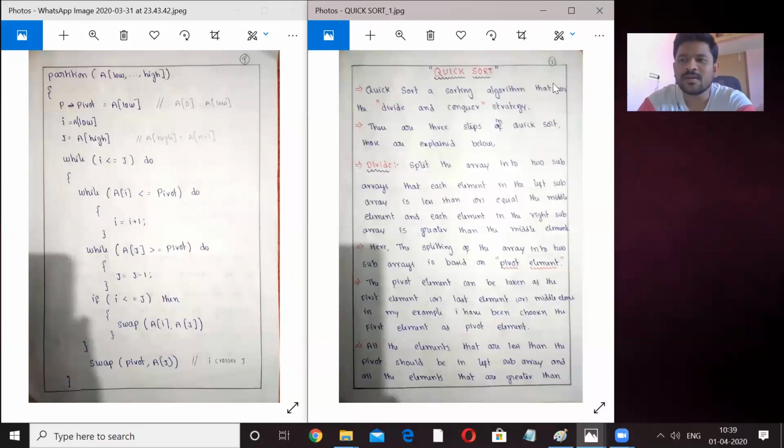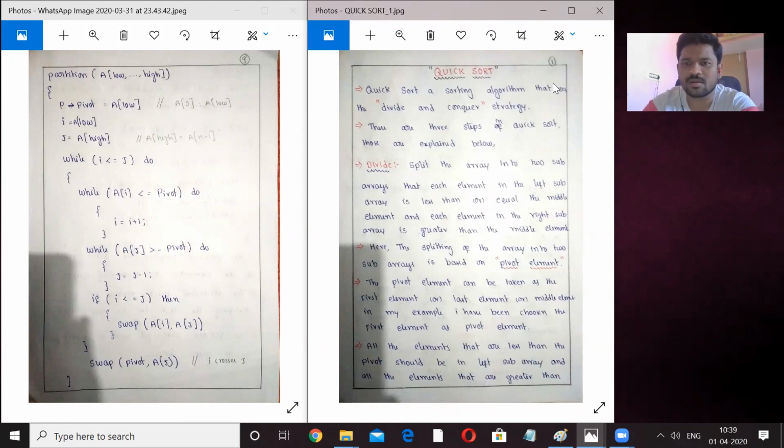Hi everyone. In this lecture, I'm going to explain the topic quick sort. Sorting is nothing but arranging the elements in a particular order, either in ascending order or in descending order. There are so many sorting techniques. Some of them are merge sort, quick sort, bubble sort, insertion sort, selection sort, heap sort, etc. In this lecture, I'm going to concentrate mainly on quick sort.